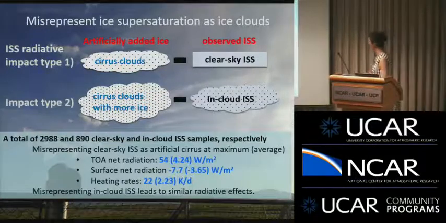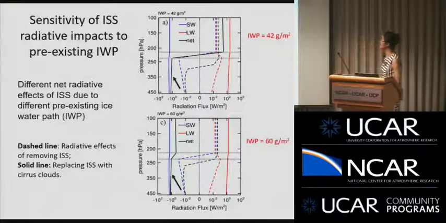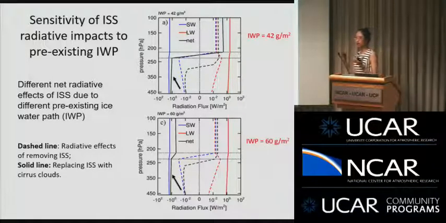So now we go to a sensitivity test. Does the radiation only have the same magnitude of impact regardless of the microphysics? The answer is actually no. It's highly sensitive to the pre-existing ice water path. The pre-existing ice water path is the one that used to already coexist with the supersaturation.